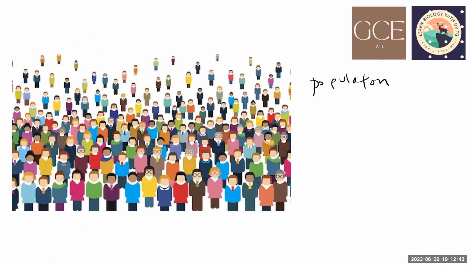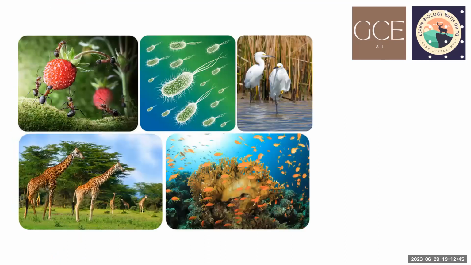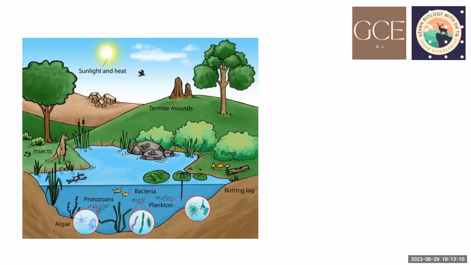Now, different populations join together to make communities, and these are the communities. So giraffe is one community, and this bacteria is one community, and this ants one community, and the fish one community, and this cranes one community. So we can find in a place many communities like this. Finally, all communities make this ecosystem.